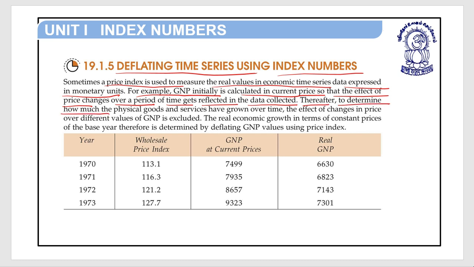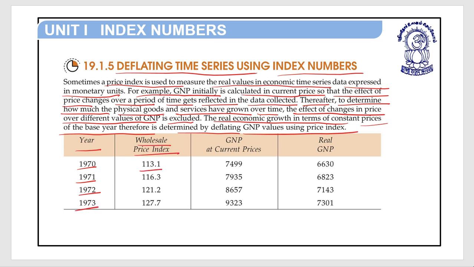Thereafter, to determine how much the physical goods and services have grown over time, the effect of change in price over different values of GNP is excluded. The real economic growth in terms of constant prices of the base year therefore is determined by deflating GNP values using the price index. Years 1970, 1971, 1972, 1973.